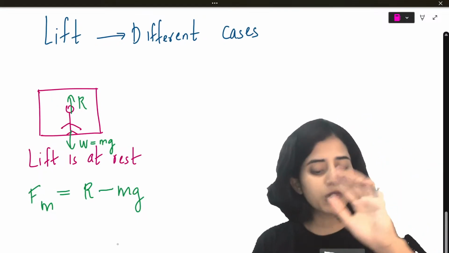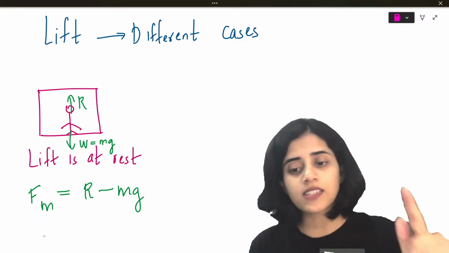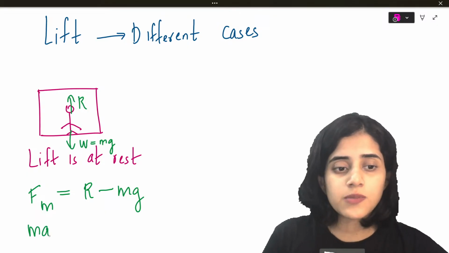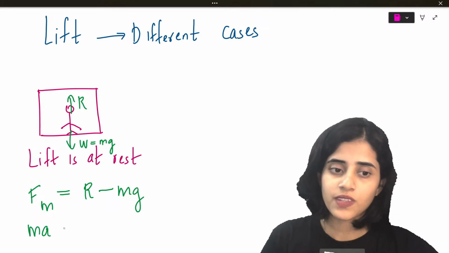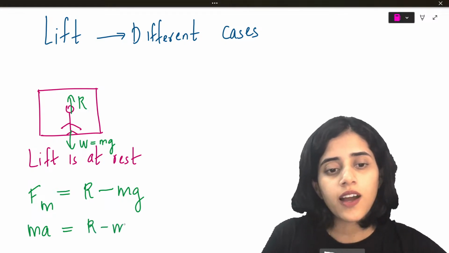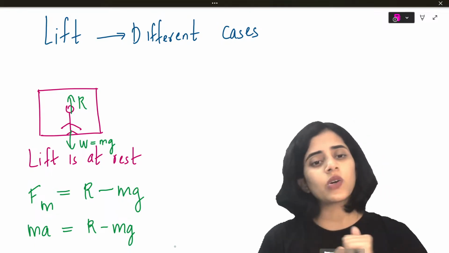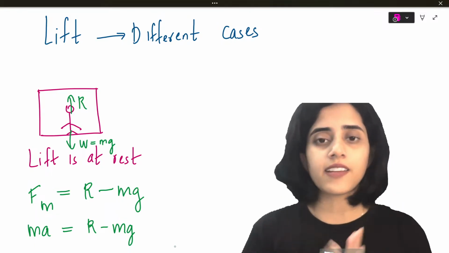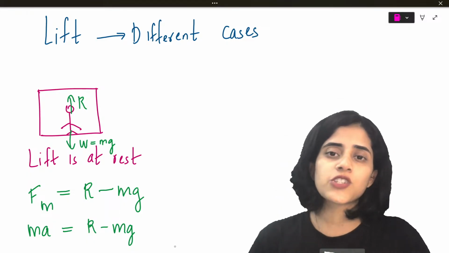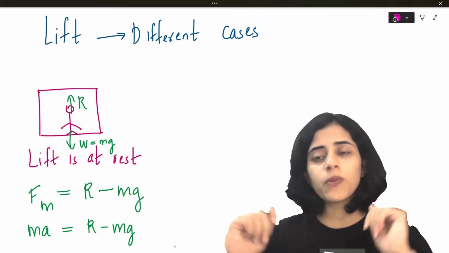Now, from Newton's second law, what is force? Force is equal to mass into acceleration. So, instead of force, can I write it as mass into acceleration? Yes. Mass into acceleration is equal to R minus mg. Now, this is a lift that is at rest. This lift is not moving. So, what is the value of acceleration of this lift? Tell me, if a lift is not moving, how much will it accelerate?